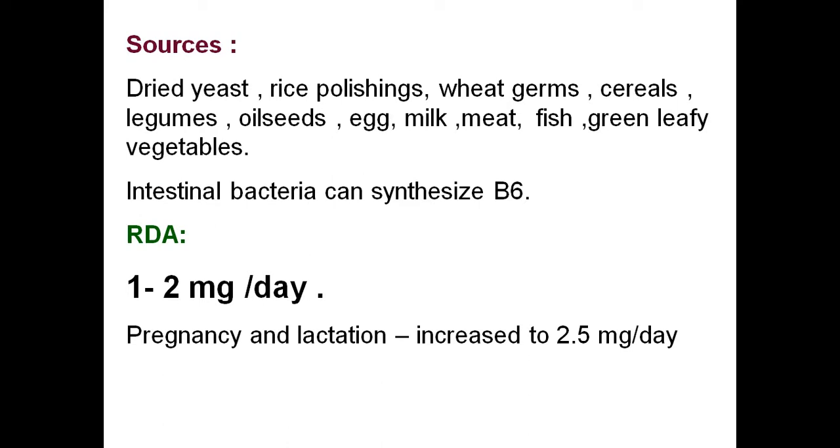If you see the sources of vitamin B6, dried yeast is a good source. Rice polishings, wheat germ, cereals, legumes, oil seeds, egg, milk, meat, fish, and green leafy vegetables are good sources of this vitamin. Even intestinal bacteria can synthesize vitamin B6.